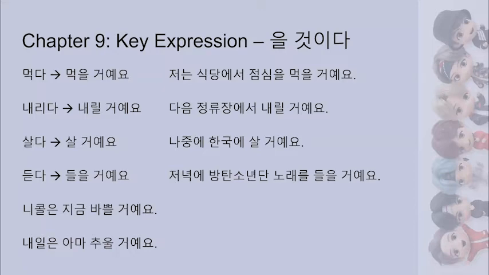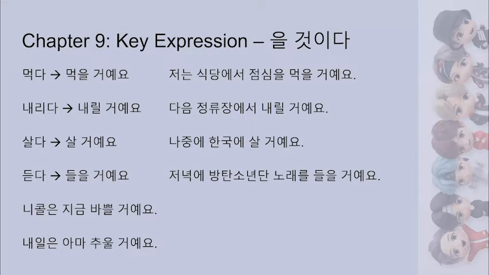So the examples they give you on page 53 for conjugation, the first one we have is 먹다. Because this ends in a consonant, after you take off the 다, you're going to add 을 and then 거예요 if you're conjugating in yo form. So 먹을 거예요. The example sentence is 저는 식당에서 점심을 먹을 거예요, which means I will eat lunch at a restaurant.